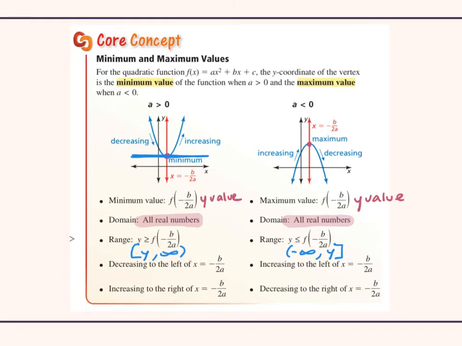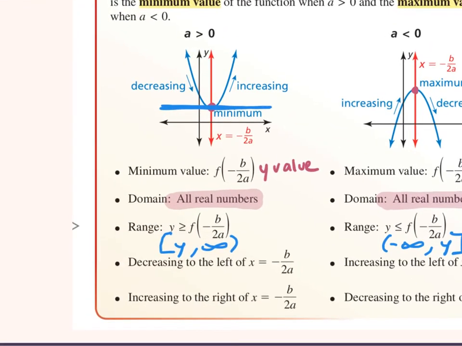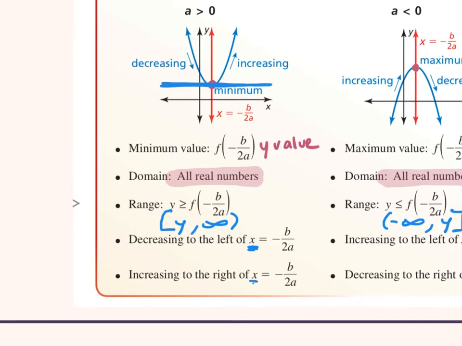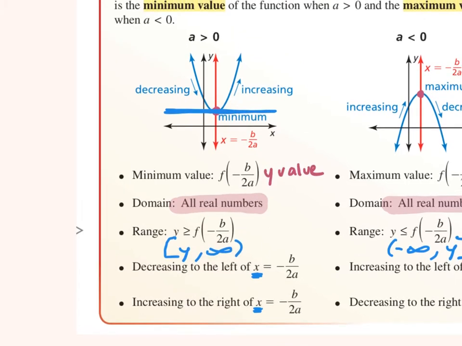And then when we open up, our graph starts decreasing and then goes to increasing. So we would say that it's decreasing to the left of our x value and increasing to the right of it. So you always just think, you read from left to right. So if you started here, you would be going downhill here, so you're decreasing. And you would be walking uphill here, so you'd be increasing.